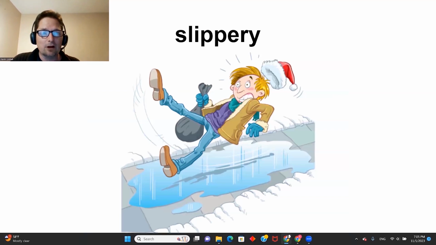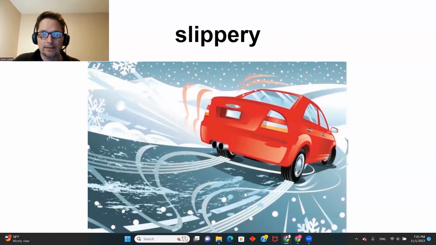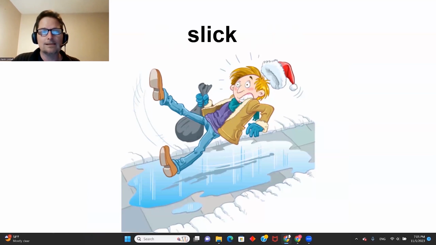So when you have ice on the surface and it's dangerous to walk, you can describe it as slippery. If you have a road that has ice on it, you can describe it as slippery. Or you can describe it as slick. The sidewalk is slick. It's very slick because it's covered in ice. He needs to be careful because the sidewalk is slick. Let's practice. Is the sidewalk slick? That's right. The sidewalk is slick.